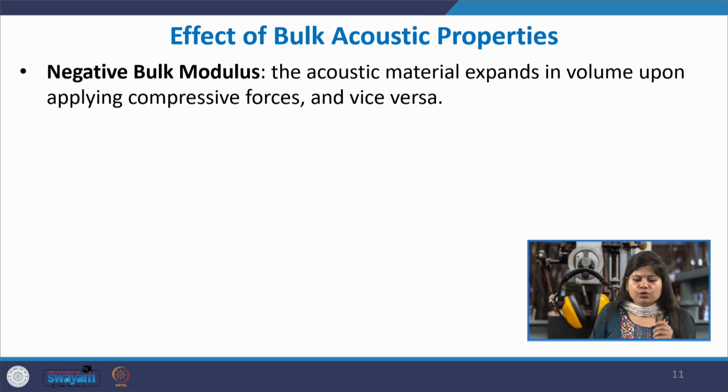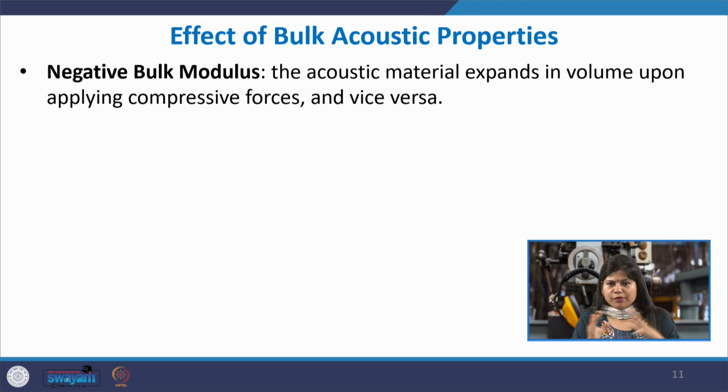Okay. So, what do you mean by this negative bulk modulus? What is the meaning of it, the physical interpretation? You know that bulk modulus is the resistance to compression. When a compressive force is applied, how much a material can resist it. So, if a material has higher bulk modulus, it offers a higher resistance to compression.